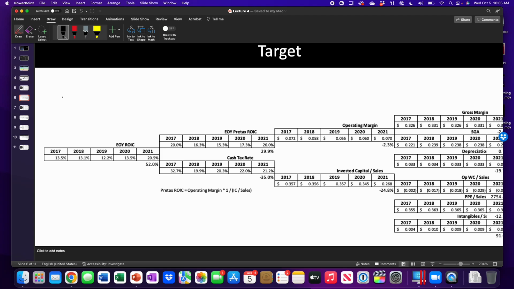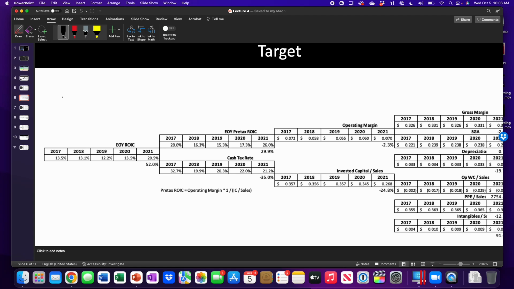By 2021, Target was only spending 26.8 cents on investment to generate $1 of sales. They got a lot more efficient. That's why the underlying business got better. That's why the pre-tax ROIC went up. But even though there wasn't a big change in the operating margin, we still want to talk about those other three drivers. So why did the operating margin go from 7.2 to 7?